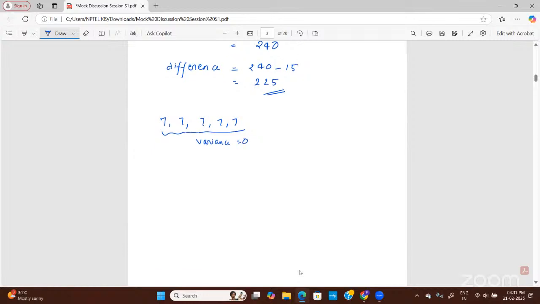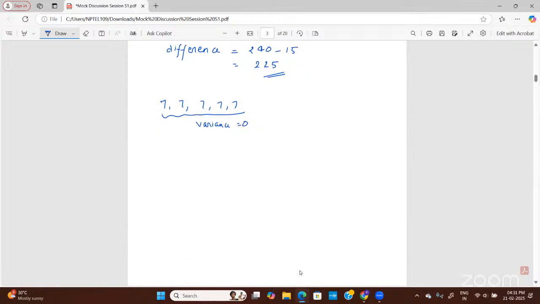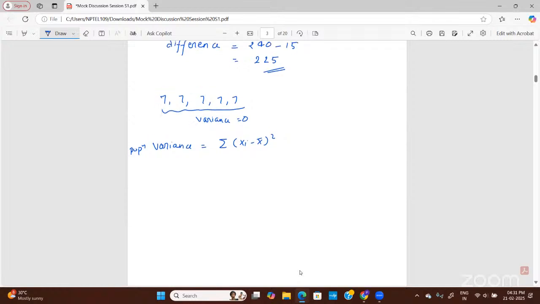Also, you can see this from the formula for variance, suppose population variance, or you can take sample variance also. We take the summation of squared deviations, right? So if they are 0, then only the variance will be 0.